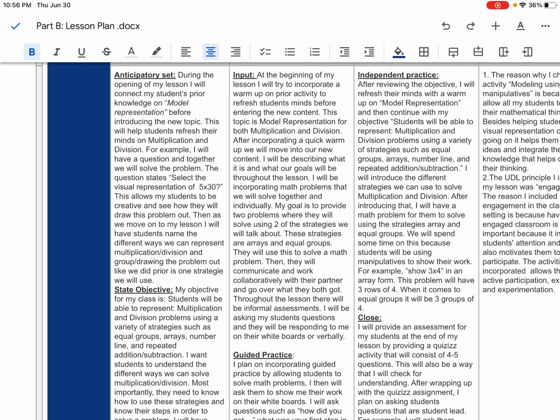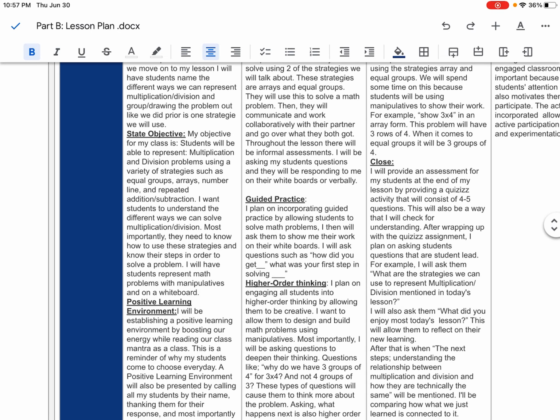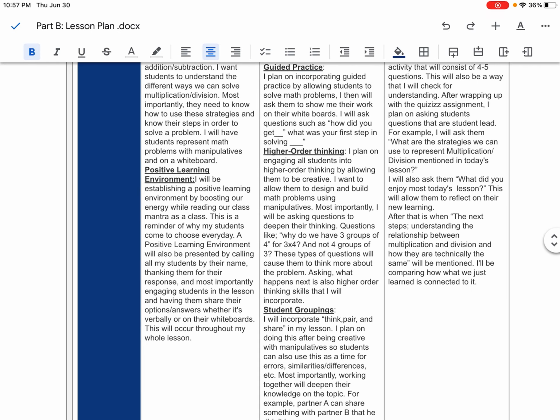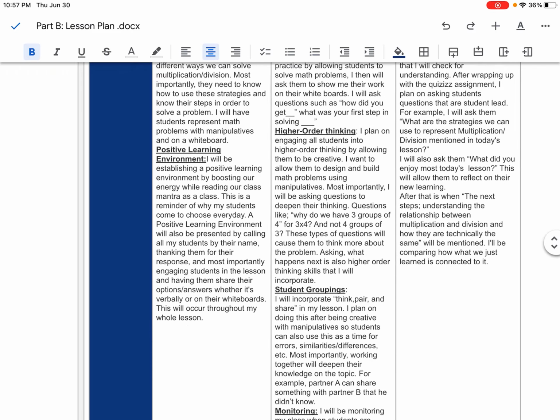You can't just say, students are going to read chapters 1 through 2. Okay, but what are they going to read? What book? For how long are they going to read those chapters? So we have to be very specific once we're writing our lesson plan. Just be as detailed as you can. And then I'm going to state my objective again. And then positive learning environment.